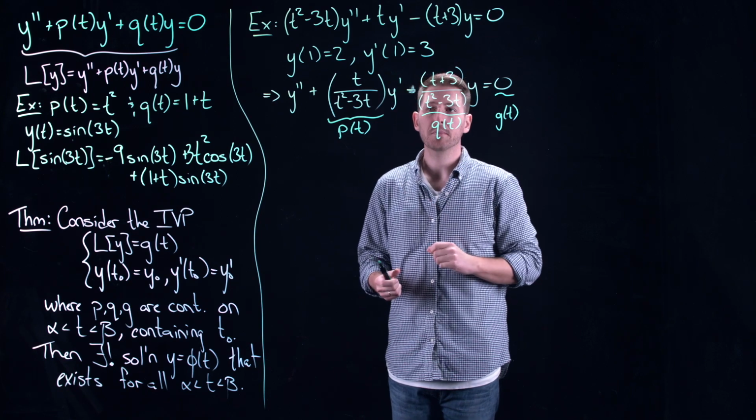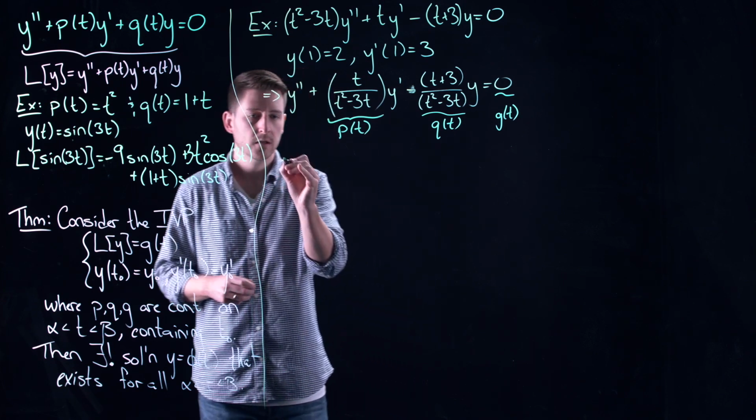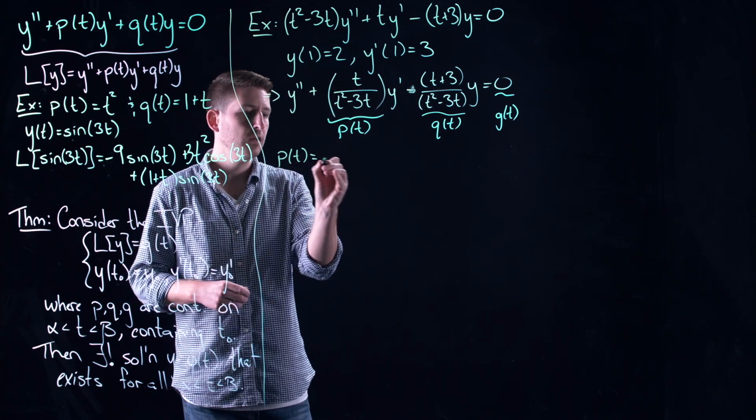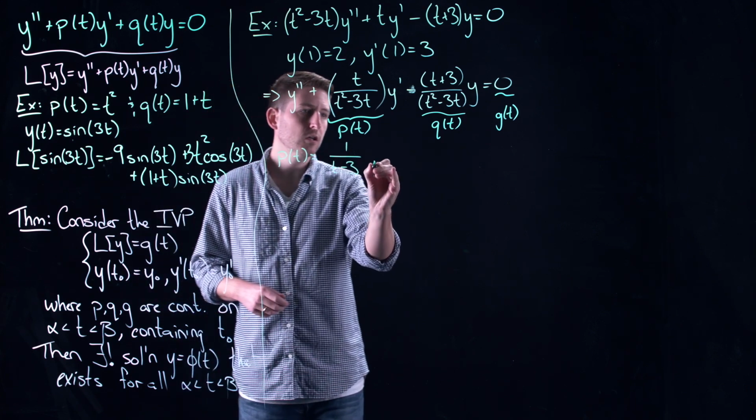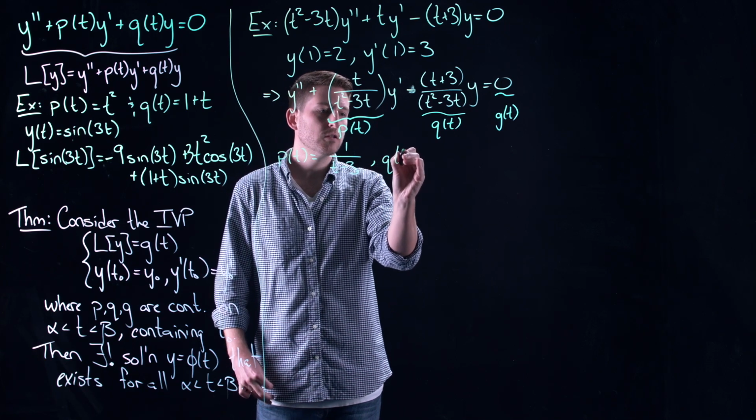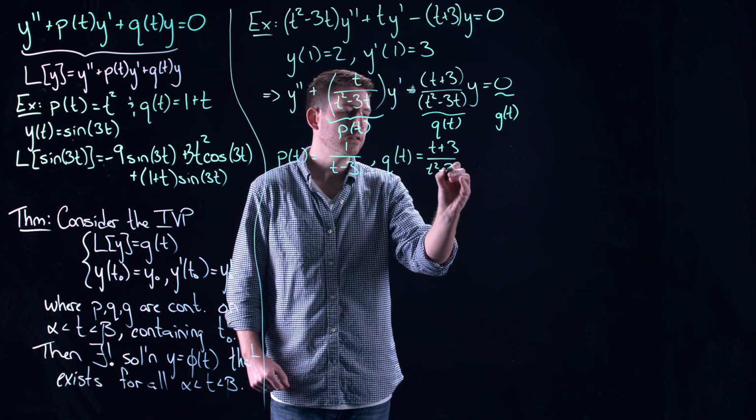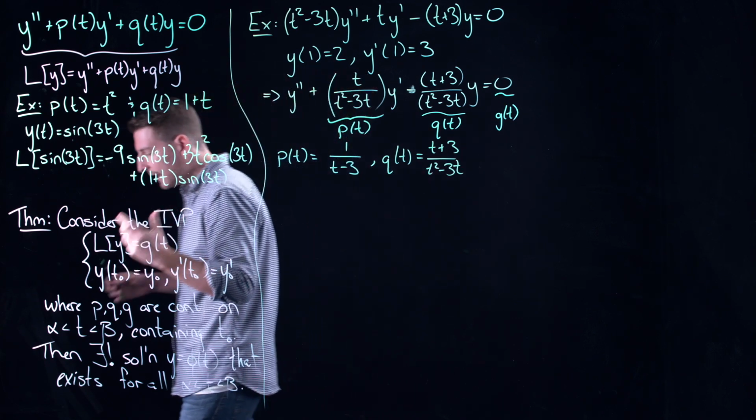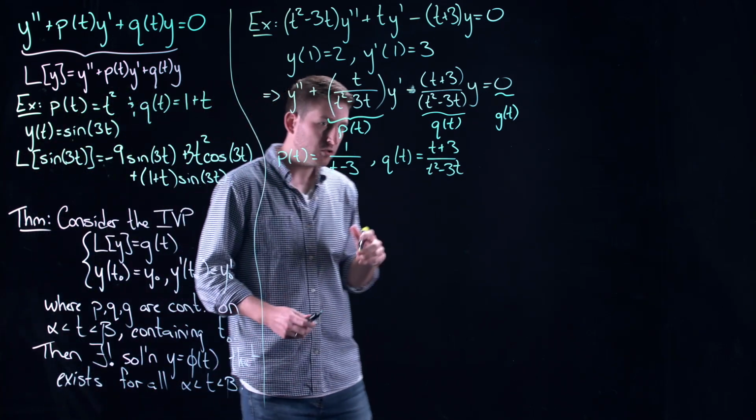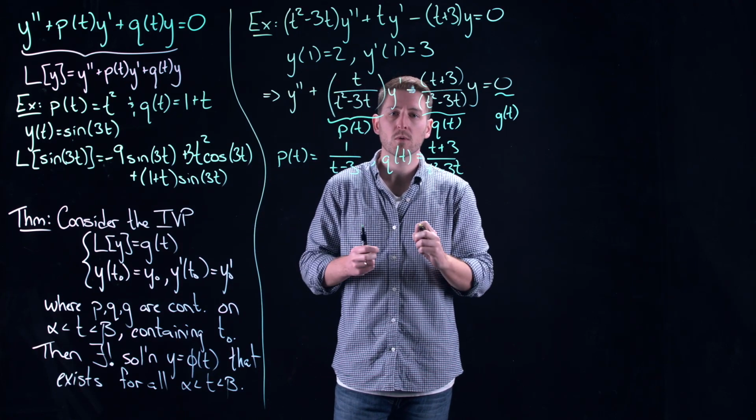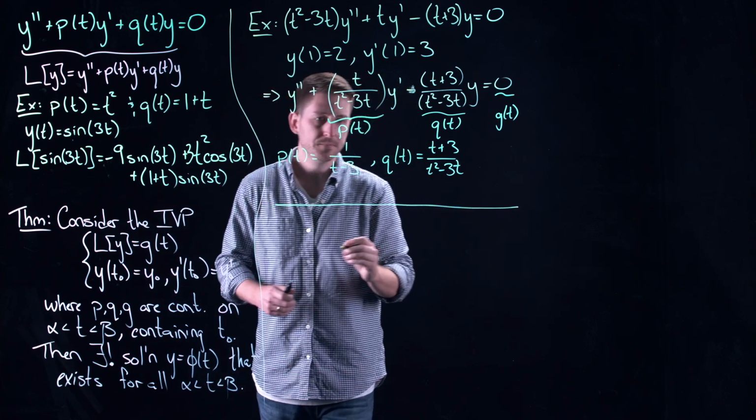But let's talk about p and q. Now, technically, p has a factor of t that falls off. So p of t here is actually 1 over t minus 3. And q doesn't have any common factors. So in this case, q is still just t plus 3 over t squared minus 3t. Now, the way that I like to approach these problems is I like to draw a little number line and tick off or mark the regions where I have continuity of these functions. So let's say, here's my number line.